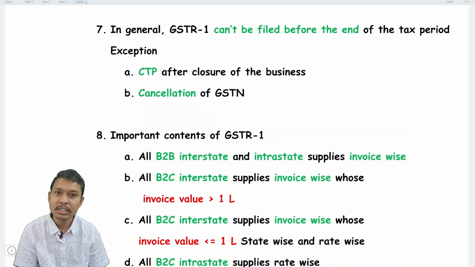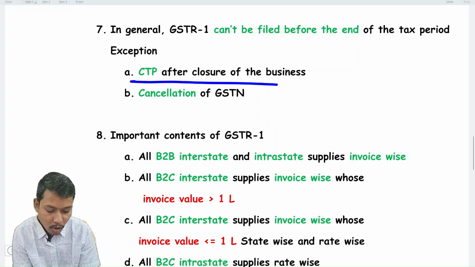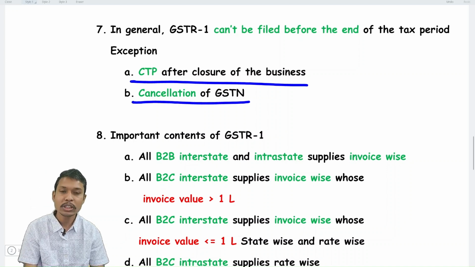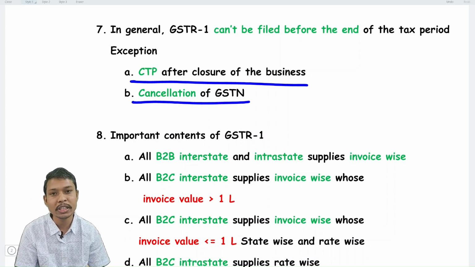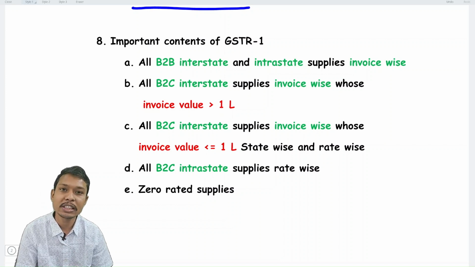And the next topic is where the taxpayer can file his GSTR-1 before the end of the tax period. Generally, the taxpayer will not be allowed to file GSTR-1 before the end of the tax period. However, there are two exceptions to the above said rule: a CTP on closure of the business, or other taxpayers on cancellation of GSTIN. So in these two situations, the taxpayer can file his GSTR-1 before the end of the tax period.